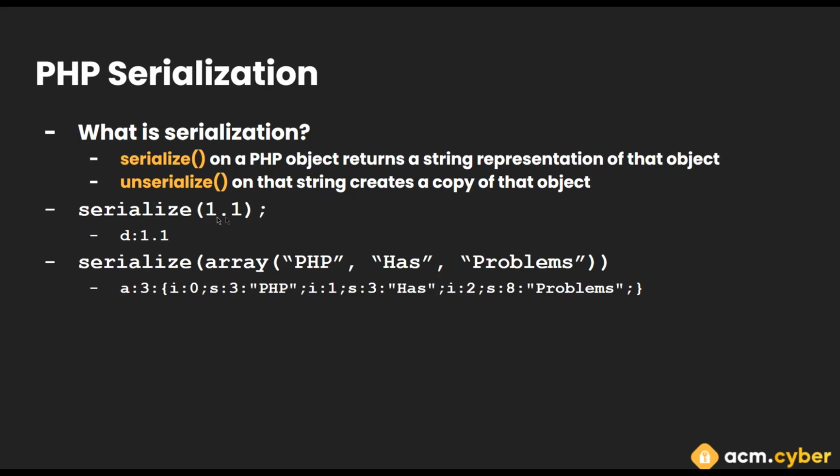So here we have serialize 1.1, which is a double. It'll return this as the string representation. And then we have a more complicated one. We serialize this array with PHP, hash, and problems in it, and it gives us this array. We have 3 elements. Here at index 0, there's a string with length of 3, PHP, and so on.